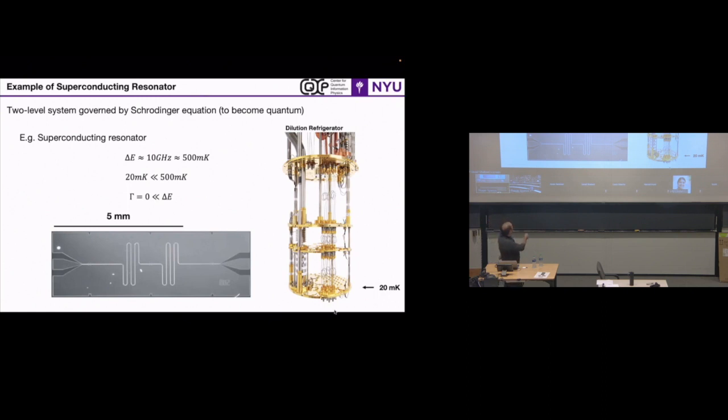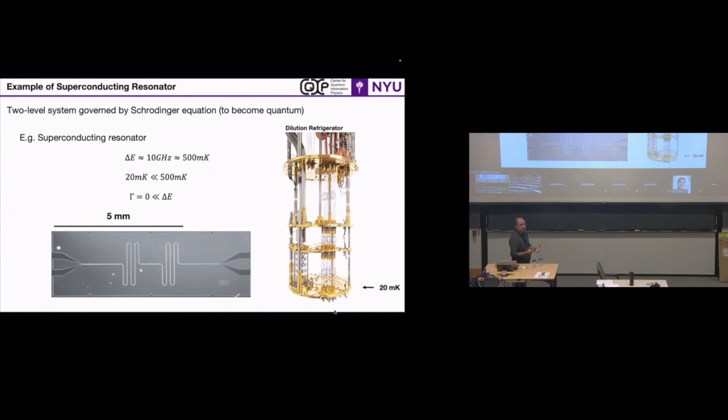For example, this is the example I showed you before, a coplanar waveguide. What you need to do is just put it in a dilution fridge that is at 20 millikelvin. The Tc of aluminum is 1 Kelvin. You can ask, what is this delta E? This delta E is practically, given the length of this, 10 gigahertz. That's about 500 millikelvin. So 20 millikelvin is smaller than 500 millikelvin, so I can really look at the quantization. And the gamma is 0 because I'm superconducting, right?